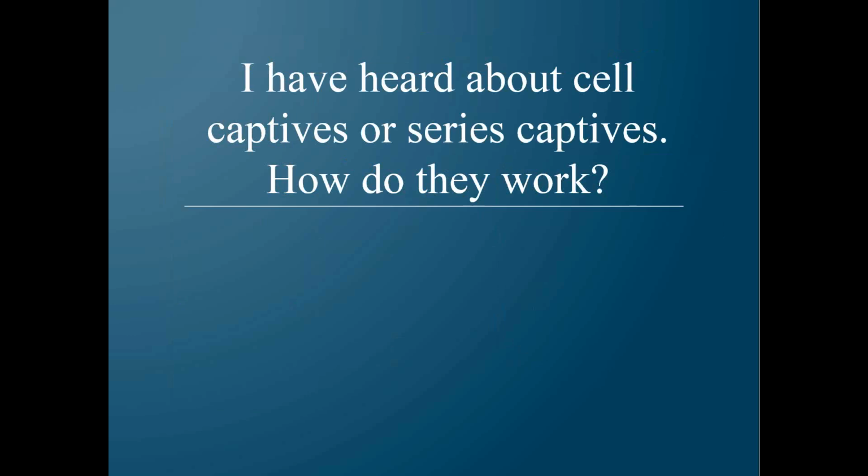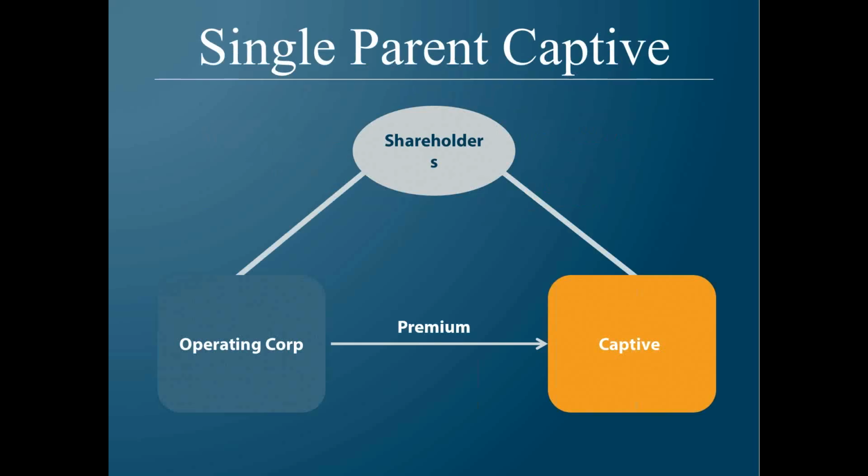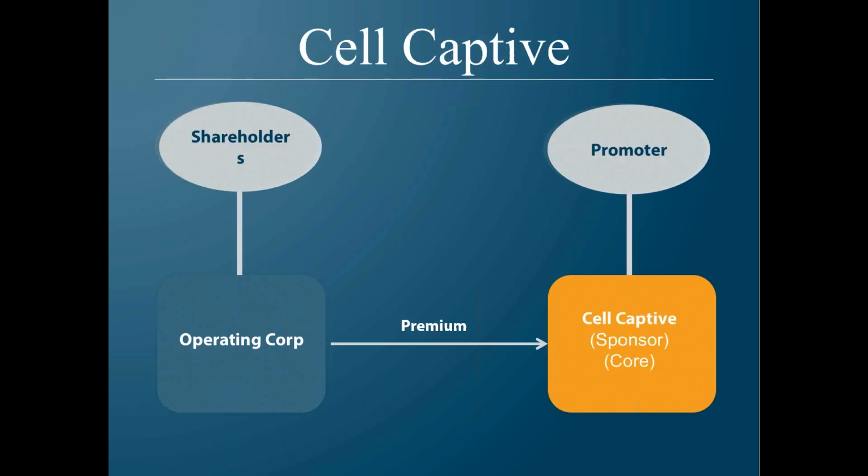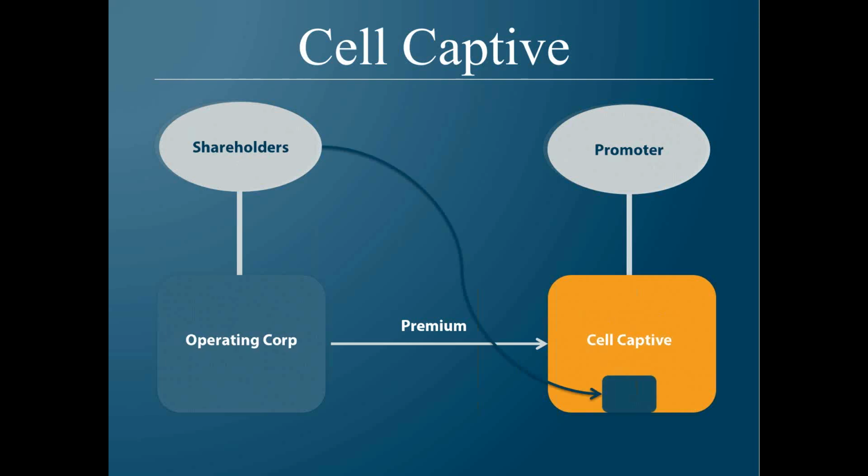Now, one of the things that's happening around the country is that people are using cell captives or series captives. So let's talk about that for a minute, because it's a specialized version of what we've talked about before. Here's our diagram. We have the shareholder, he has an operating company, and he's paying premium to the captive. In the cell captive situation, the owner of the business does not own the captive. There's a promoter or someone else that now owns the captive. That cell captive, sometimes called a sponsor or a core, is an insurance company that's licensed in a state that's now owned by a third person. And for a fee, the promoter now creates a cell or a subdivision within his insurance company that relates to the owner of the operating company.